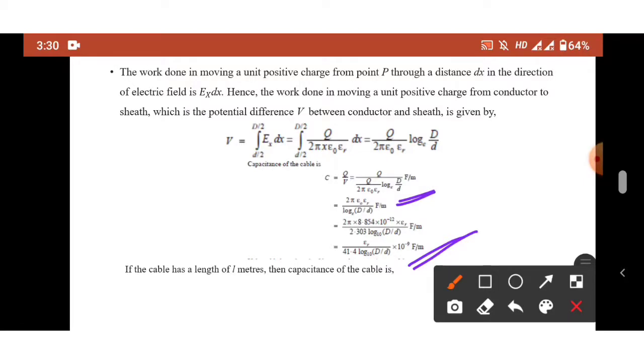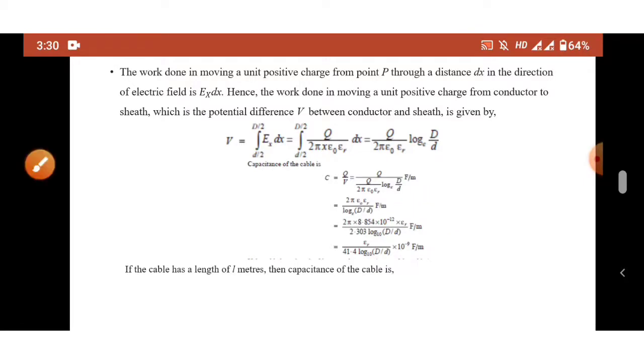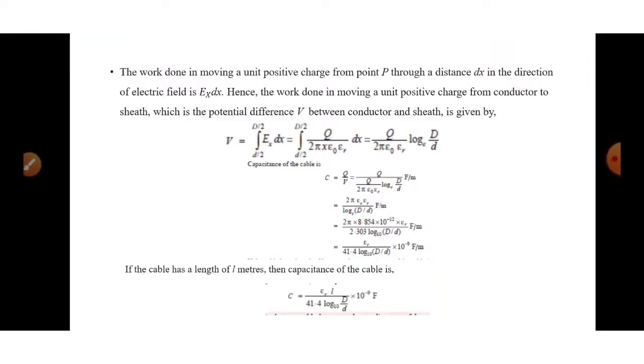So this is the capacitance between conductor and the internal sheath. And if the cable is having a length L meters, then the capacitance of the cable will be C is equal to epsilon r into L divided by 41.4 into log to the base 10 D by d into 10 raised to minus 9 farad. So this is the capacitance of a single core cable. Thank you.